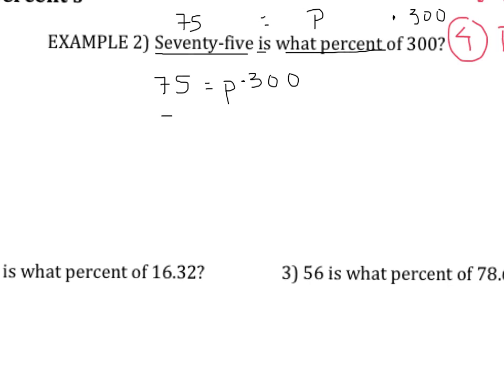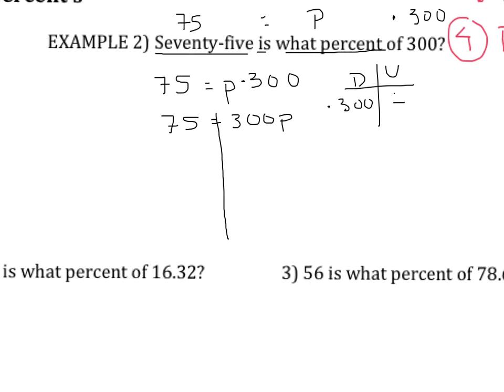Now again, I'm going to rewrite this so that the coefficient is in front. So 75 equals 300p. I need to solve for p, so I'm going to do my do and my undo box. What's happening to p? It's being multiplied by 300. How do I undo that? I'm going to divide by 300. So I'm going to divide the right side by 300, and I'm going to divide the left side by 300.